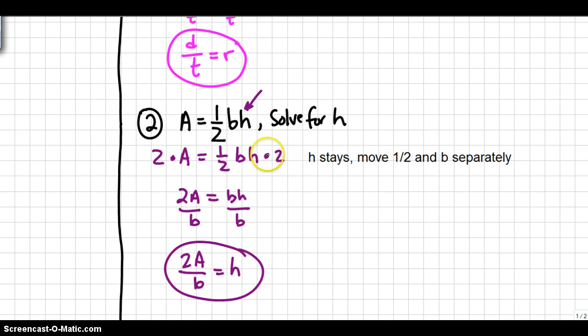The half and the 2 are going to cancel or make a 1, leaving me with b and h on one side, 2a on the other. Now that the h is going to stay, I need to get rid of the b. So to get rid of the b, I have to divide on both sides. So I'm going to divide both sides by b. What that allows me to do is cancel out the b values. And on the other side, the b is on the bottom, and 2a remains on the top. So now h is given in terms of 2a and b.